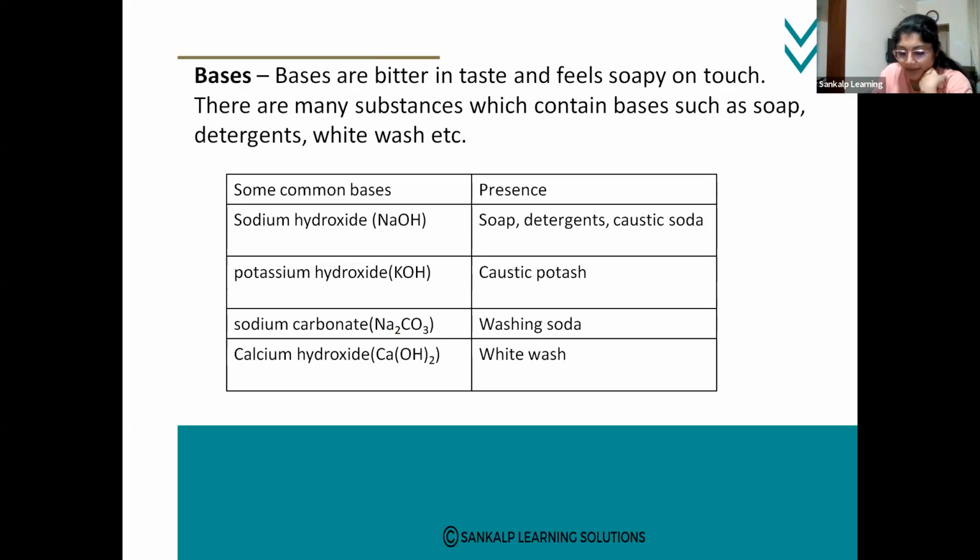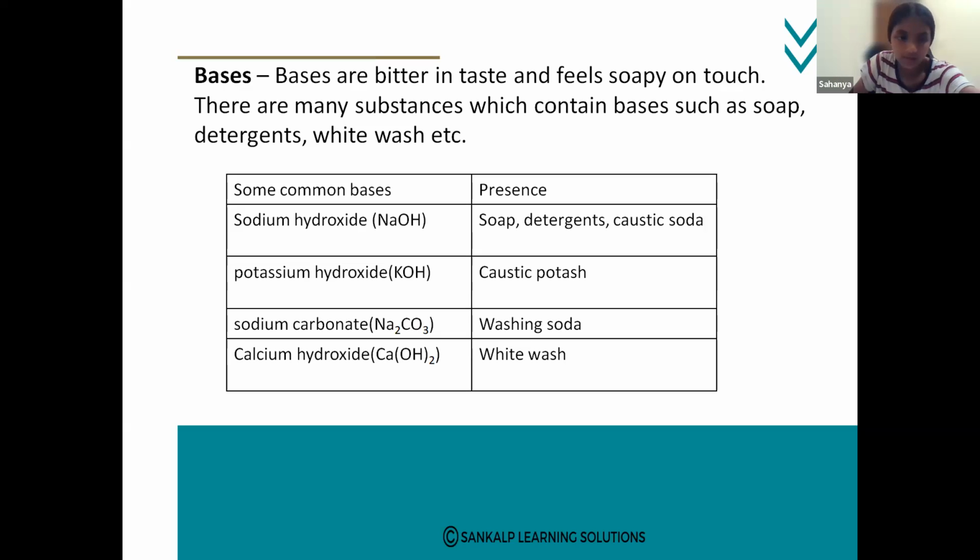Now, what are the properties of bases? They are bitter in taste. They feel soapy when you touch them. Suppose soap water has fallen on the ground, without seeing it, you may slip. So it is slippery to touch.